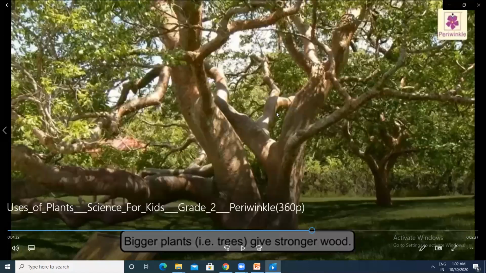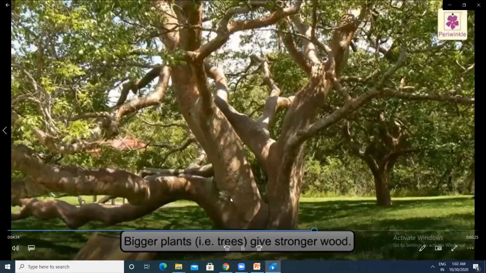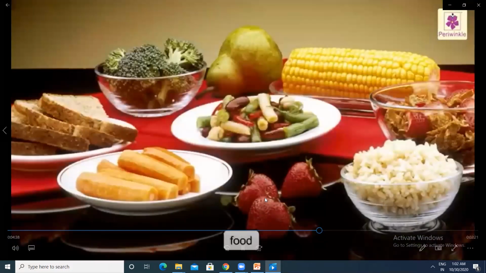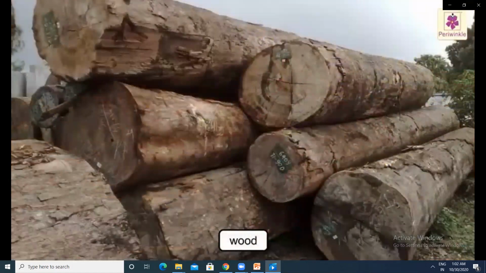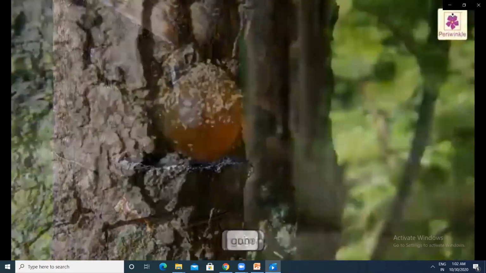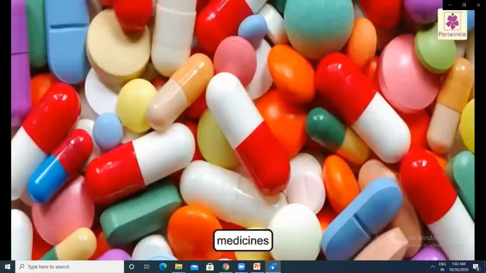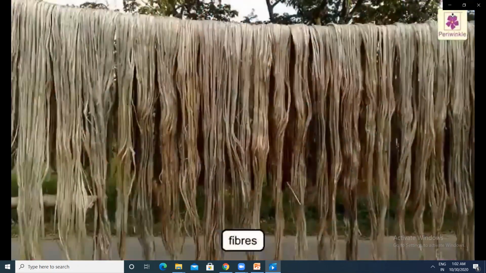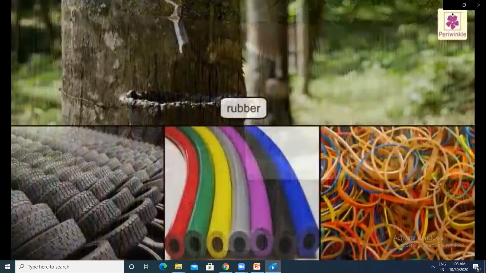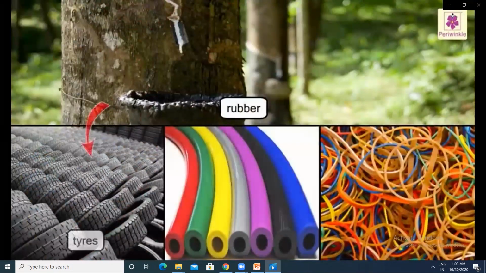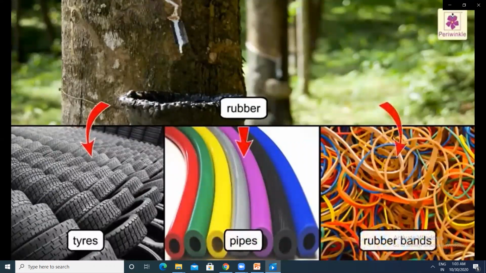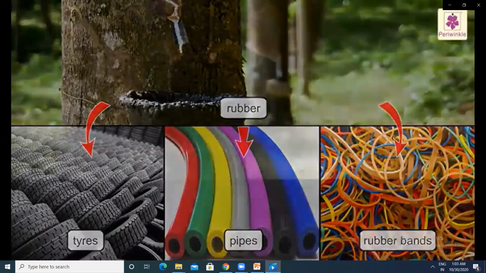Okay. So children, we can say that we have different uses of plants. We can use plants as food. After that, we also get wood from the plant. And we get rubber, gum, medicines and fibers. From rubber we make tires, pipes and rubber bands. So these are some uses of rubber.